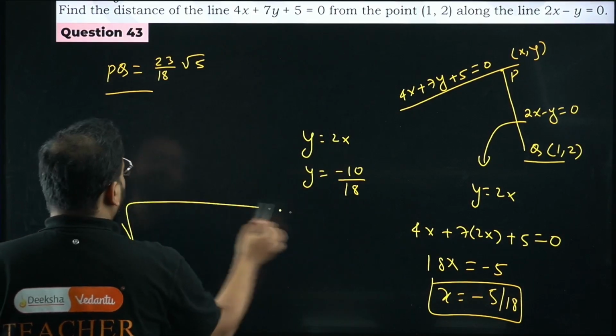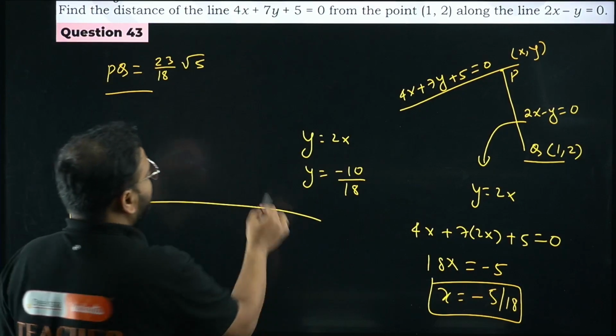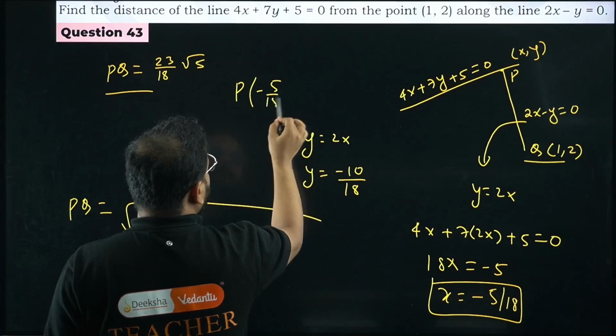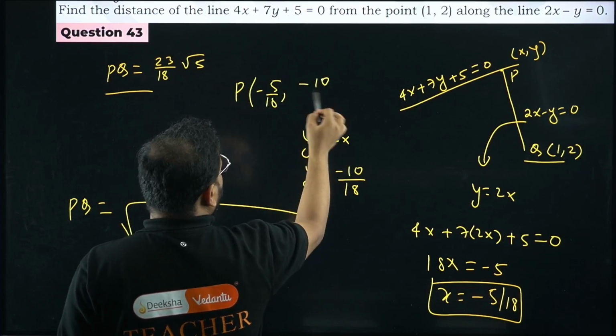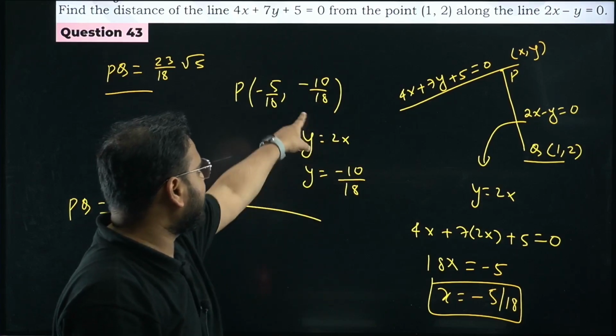Very simple, sir. Find the distance between points P and Q. This is the P coordinate, right? The P coordinate is minus 5 by 18, comma, minus 10 by 18. Or simply you can write here minus 5 by 9 also. Minus 5 by 9 also is correct.